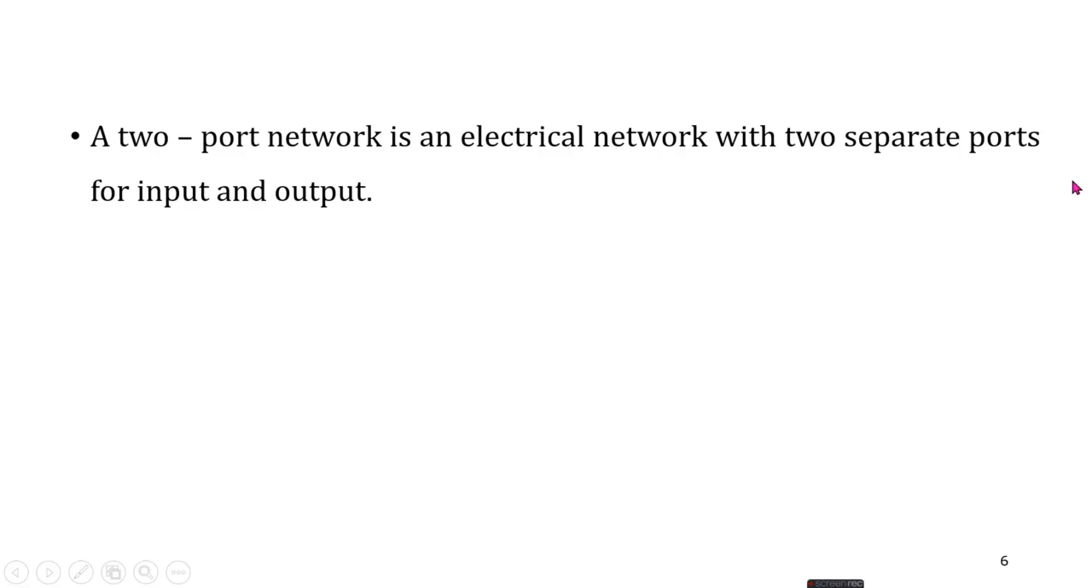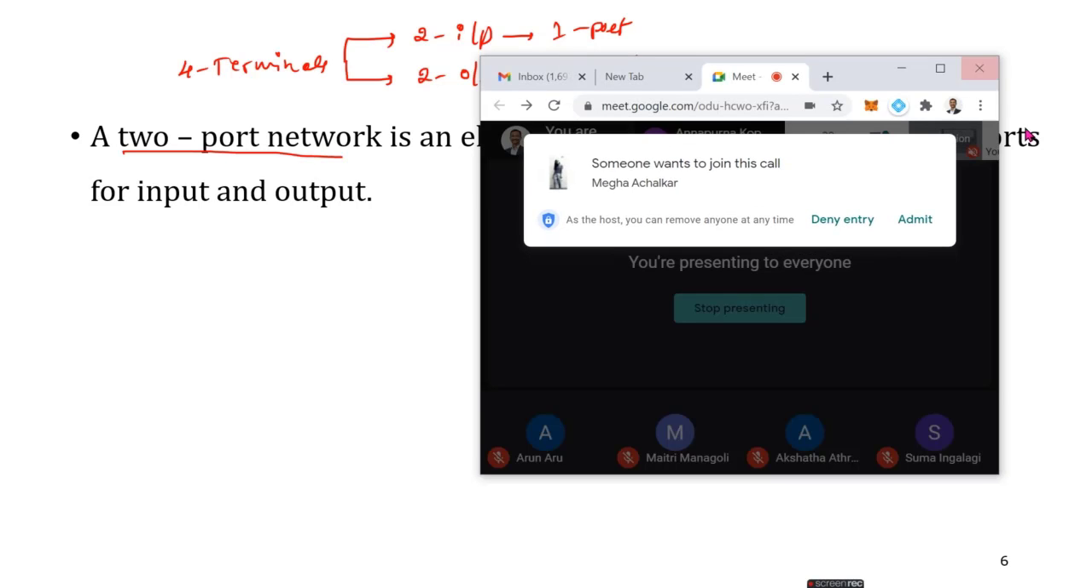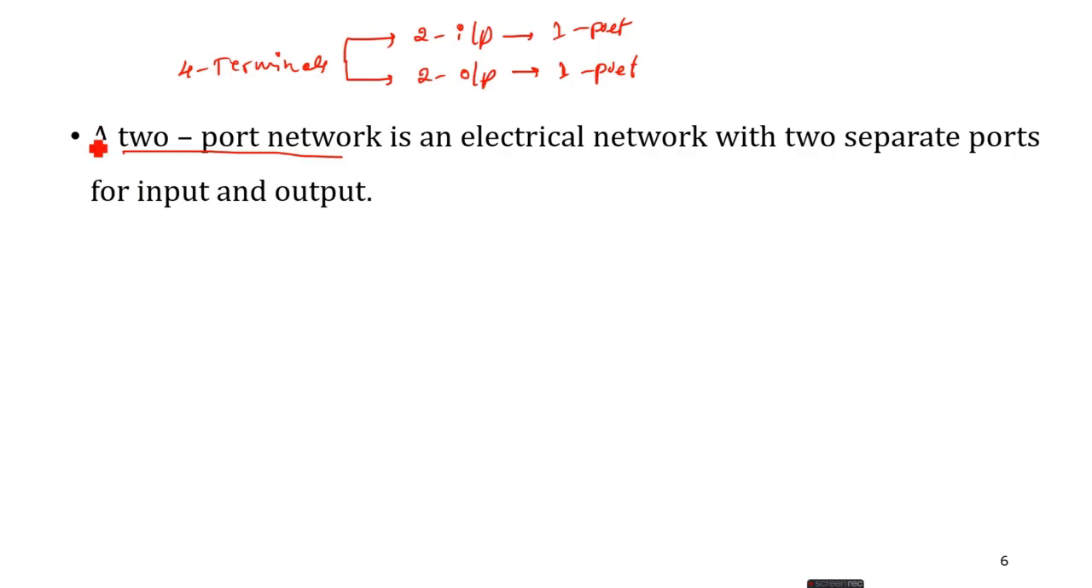Let us visualize. The 2-port network is an electric network with 2 separate ports for input and output. Hope you have got the meaning of a 2-port network here. A 2-port network has 4 terminals, in which 2 terminals are for input and 2 more terminals are for output, or else one port is for input and another port is for output. Each port has 2 terminals. It is 2 ports, so there will be 4 terminals. Out of these 4 terminals, 2 are used for input and 2 more are used for output.